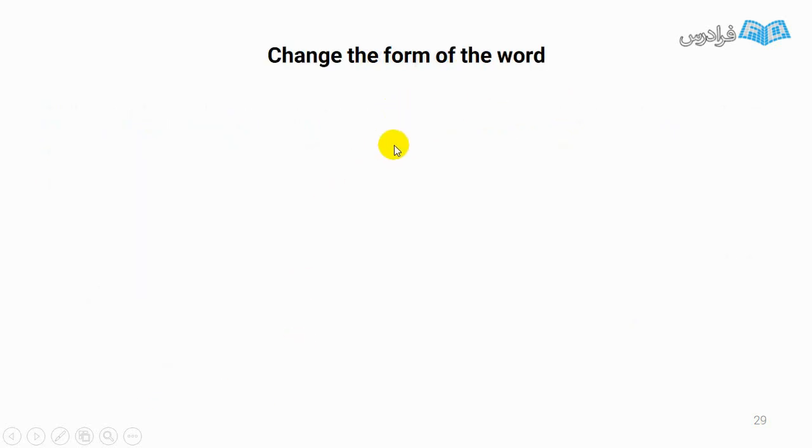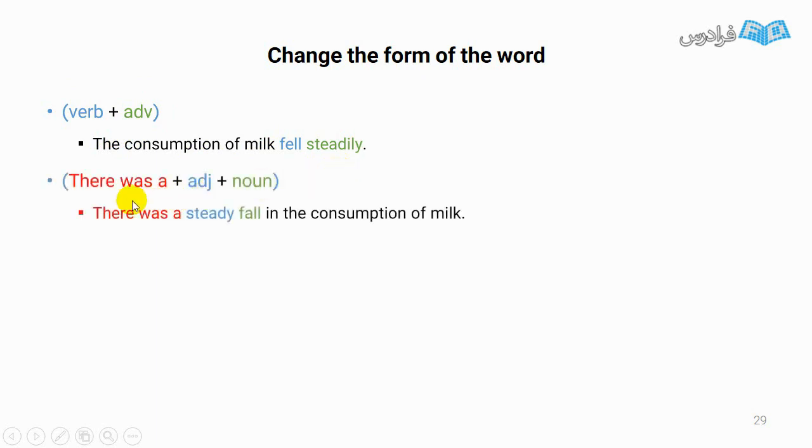Change the form of the word. Here we have some really useful structures for Task 1. The first one is using verb plus adverb. Look at this example. The consumption of milk fell steadily. Fell is a verb and steadily is an adverb. Another useful structure is this one: there was a plus adjective plus noun. There was a steady fall in the consumption of milk.